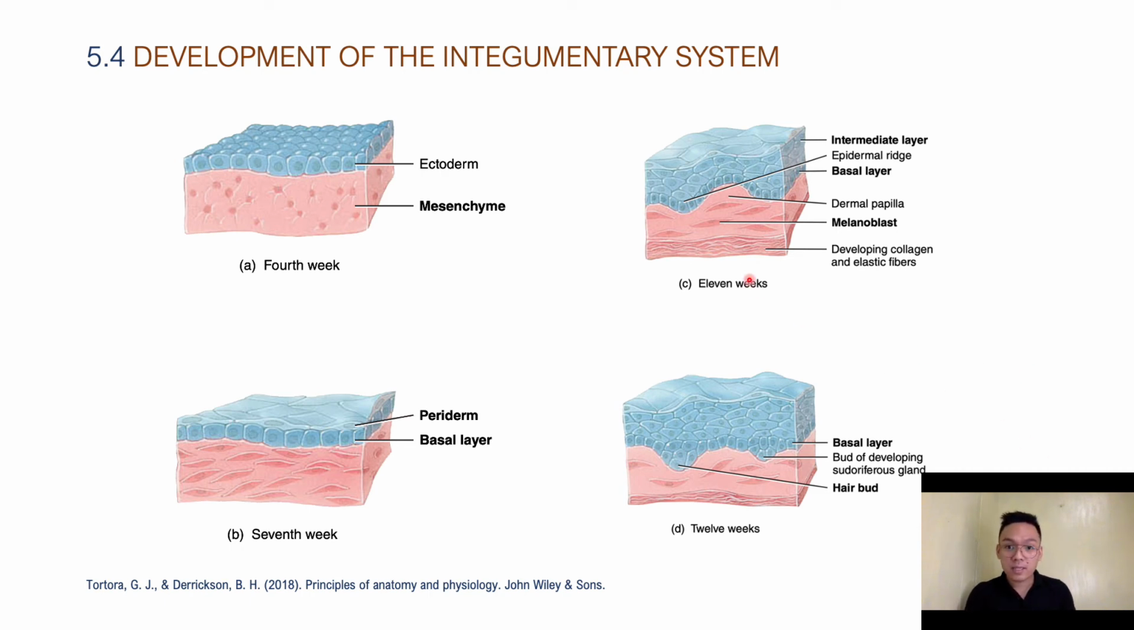At about 11 weeks, the basal layer forms this intermediate layer of cells, which is found here, and there is proliferation of the basal layer in your epidermis, the stratum basale. In the 11th week, you can also see the neural crest cells that migrate into the dermis and differentiate into what we call melanoblasts. These cells soon come into the epidermis and differentiate into melanocytes.